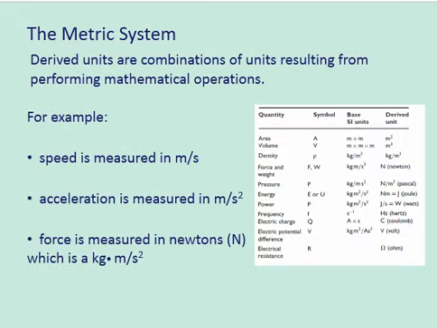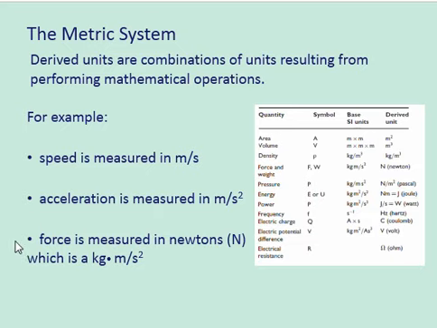Okay, so if we work on those 7 fundamental units, what happens when we start talking about other units? Where do they come from? Well, derived units are combinations of units resulting from performing mathematical operations. So when you talk about some of the derived units that we might be talking about in class, something like speed, we take a distance divided by a time. So the unit of distance would be meters, we divide it by the time in seconds, and we get meters per second. Acceleration is something else we'll talk about, meters per second squared. And we'll talk about how we get that in class.